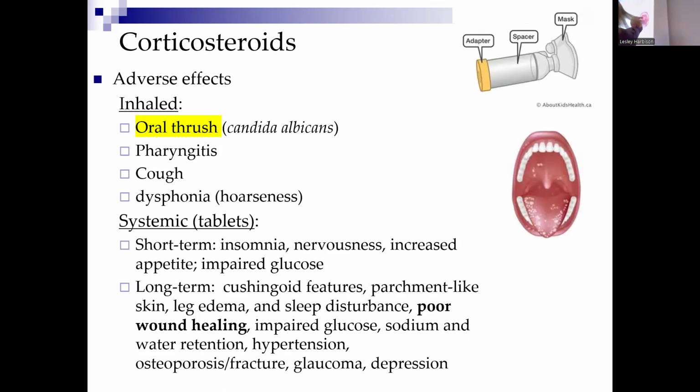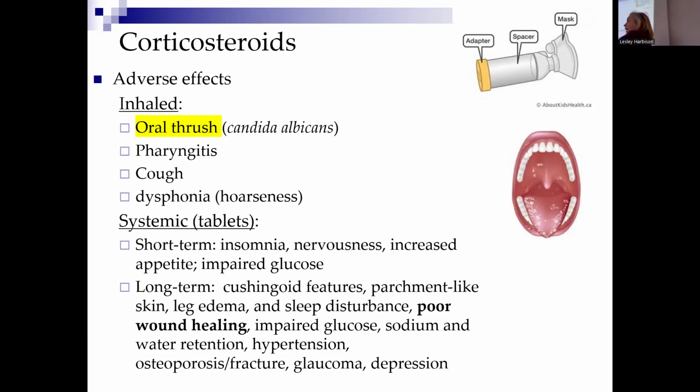For the adverse effects of corticosteroids, they can also be an inhalant. You could get a corticosteroid inhaler. And one of the main ones, notice it's highlighted because you're probably going to get a question, one of the main oral adverse effects could potentially be oral thrush or Candida albicans. Pharyngitis is another adverse effect, a dry cough, dysphonia, hoarseness, all these dys words.